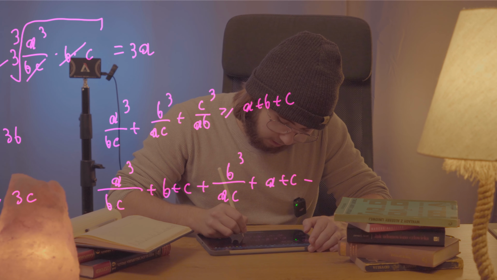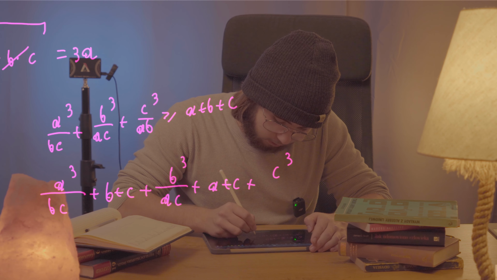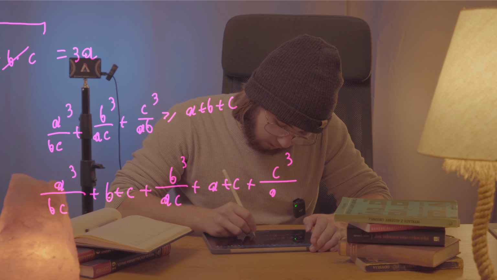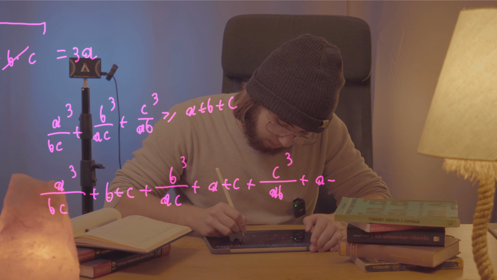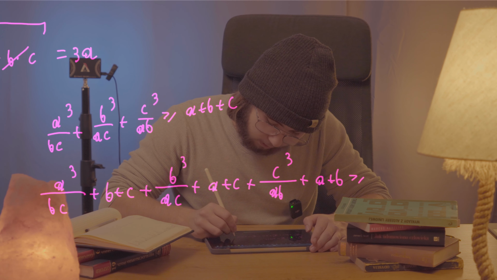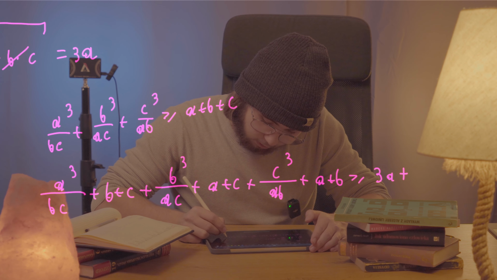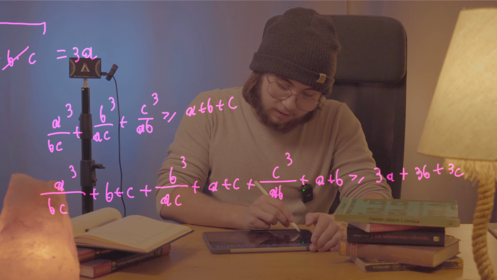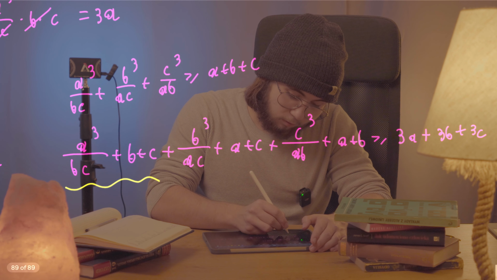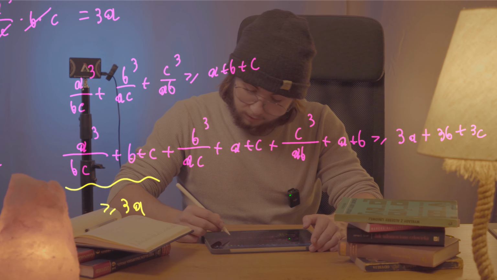So plus a plus c, and then plus c cubed over a times b plus a plus b is supposed to be greater than or equal to triple the a plus triple the b plus triple the c. But the nice thing is that this guy right here is going to be greater than or equal to triple the a, so the guy right over there.